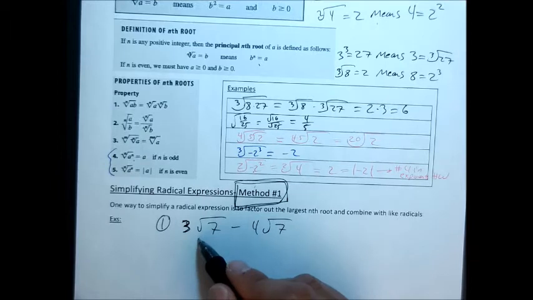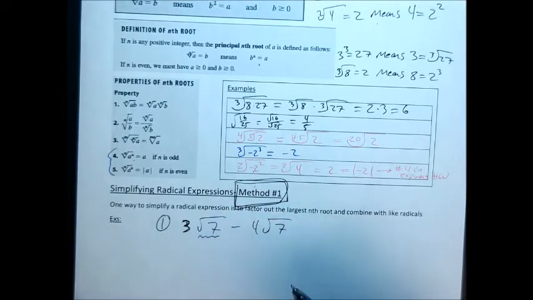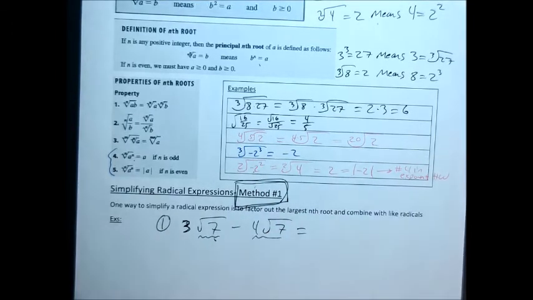It's kind of like we have two like terms. We've got 3 square roots of 7, and we're subtracting 4 square roots of 7, right? They both have a square root of 7. And so we could think of that as minus 1 square root of 7.